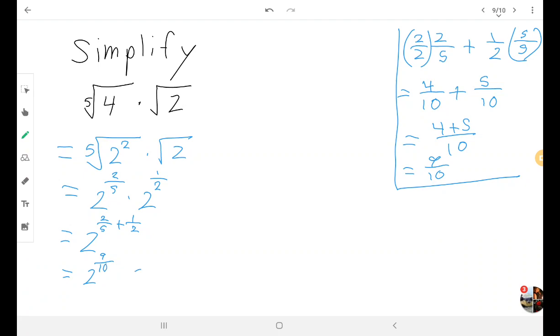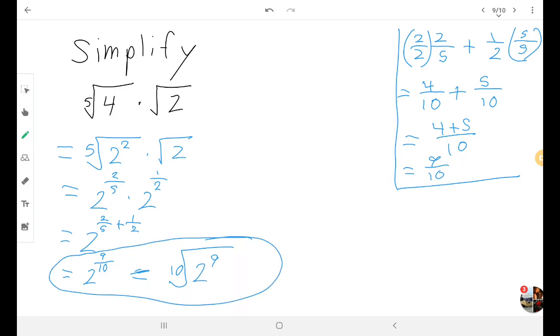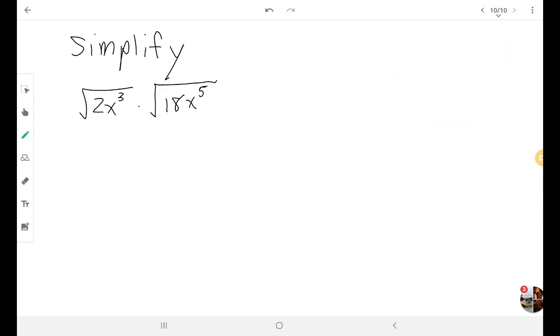Or if I wanted to write it in root form, in radical form, that would be the 10th root of 2 to the 9th. And again, either of these answers is perfectly acceptable. I'll pause to see if there are questions. All right, there being no questions, we will go on to the last board, last problem.